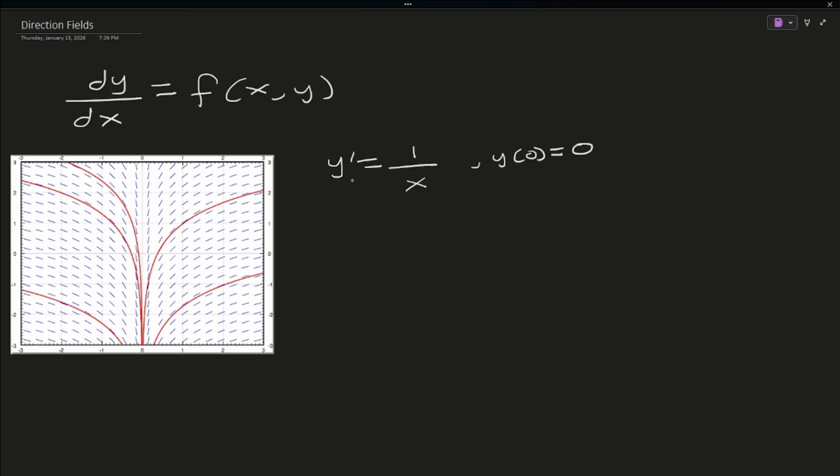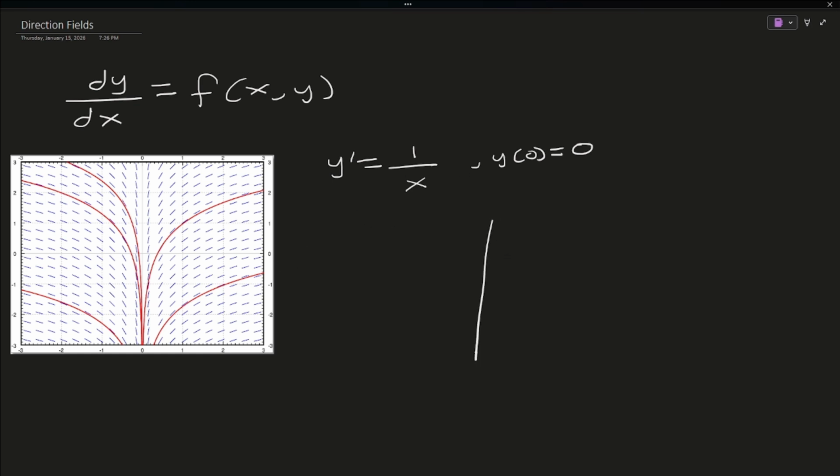And for example, we have this differential equation. If you want to solve this, you can use separable. The separable method would solve this differential equation, y prime equals 1 over x. And if we plot the derivatives, the points of this function, we will get this curve.